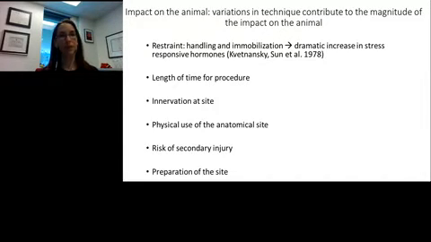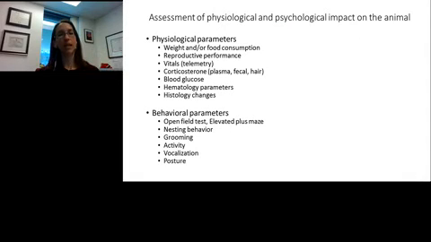So now that we've talked about some of the things that can impact how the animal perceives the procedure, even independent of the location, let's talk about some of the ways that we can actually assess, as an investigator or a researcher, the impact that the method we could choose would have on the animal. So I've divided these into looking at physiological parameters and behavioral parameters. And it's important to measure more than one parameter. And I also wanted to make a note that we don't really have a way to weight the relative importance of any changes that we might find.